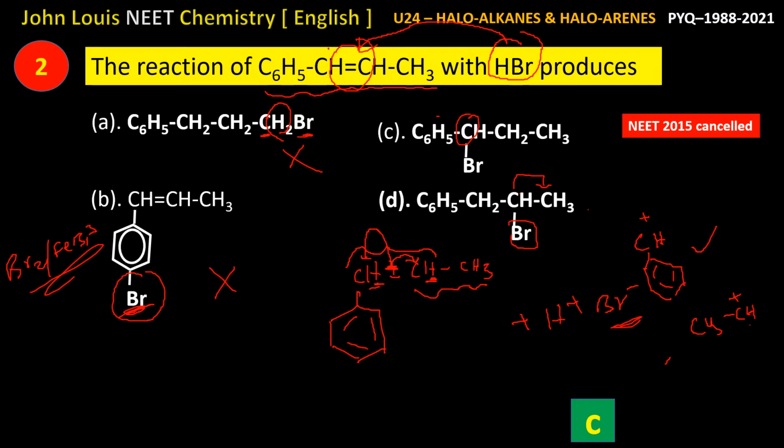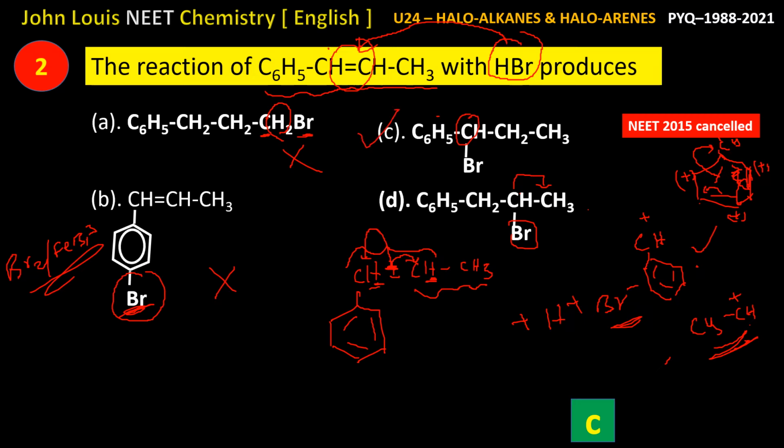Why? Because here it is having resonance. So here, see, benzene, here it is CH positive. So what will happen here? This electron moves here and the positive comes here. And then this electron moves here, the positive comes here. And this double bond moves here and it becomes positive. So this benzyl carbocation is stabilized by resonance. See, there is no resonance here. Therefore, this is more stable. Therefore, bromine will be bonded to this carbon only. Therefore, option C is the correct one.